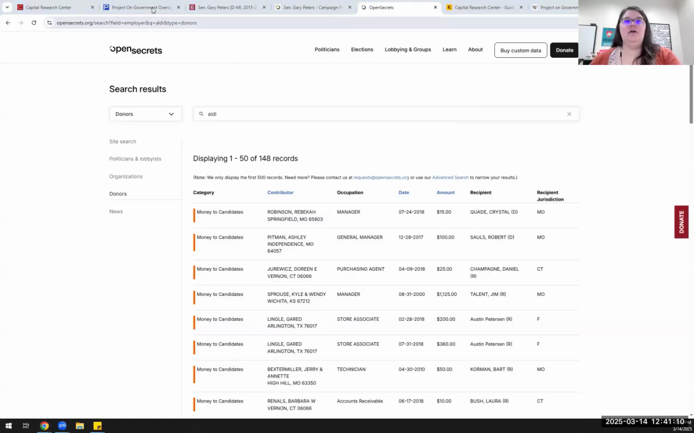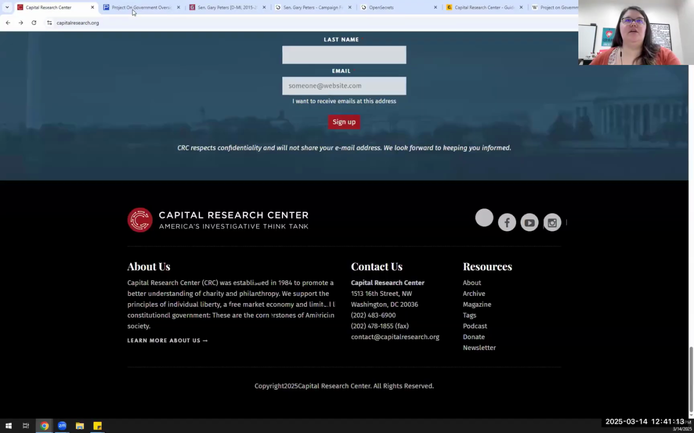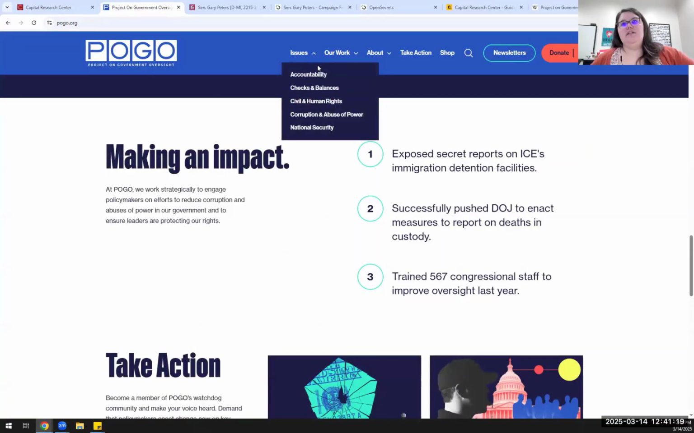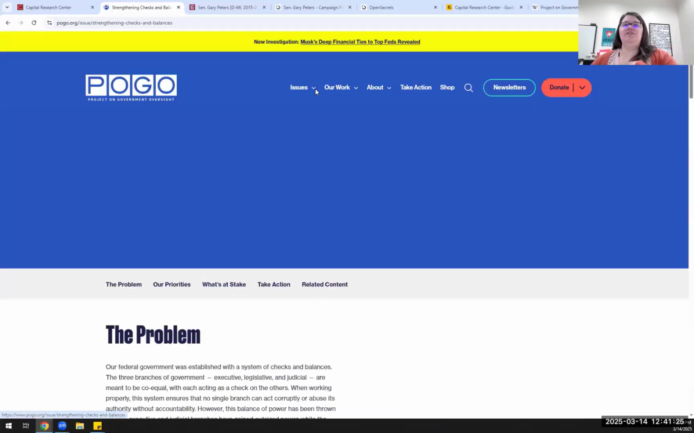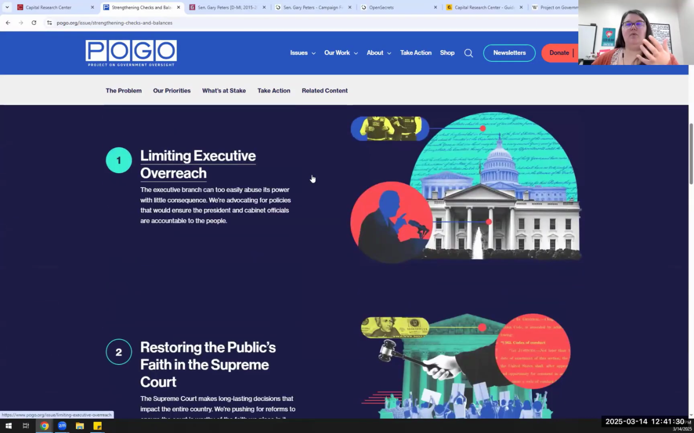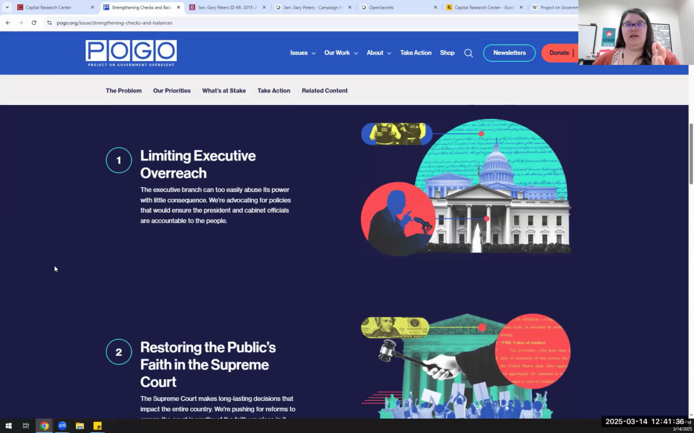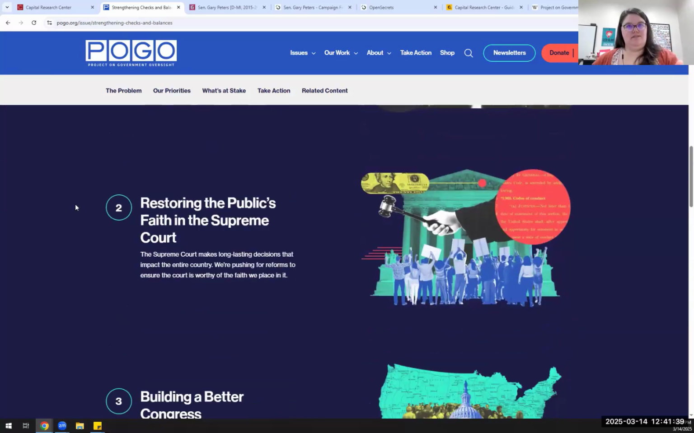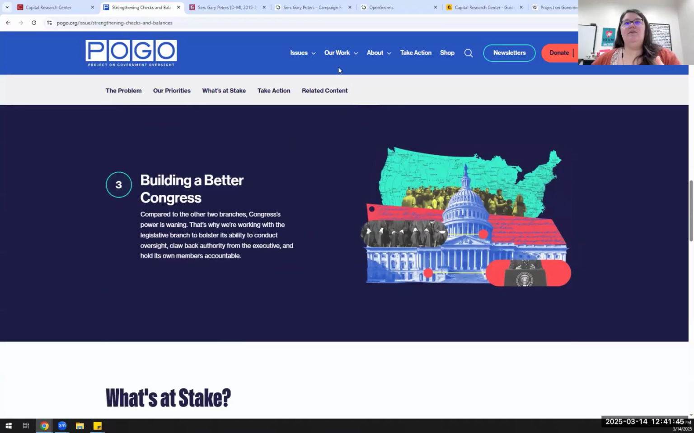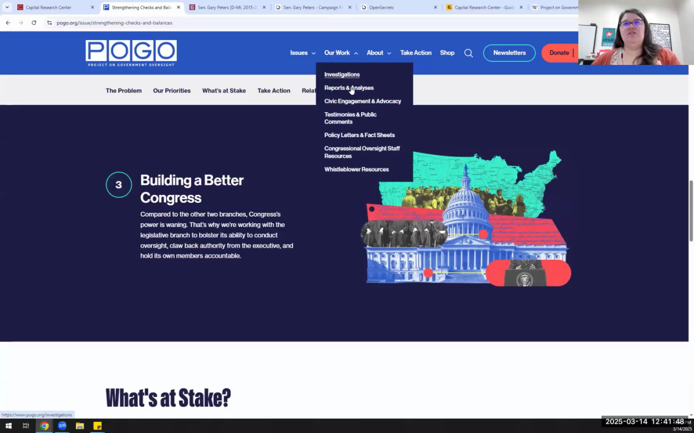Now, let's take a look, and we talked a little bit about the Project on Government Oversight here. But if you actually look at what this information is, and look at their issues on checks and balances, it'll talk about what their priorities are. And again, watchdogs often have a very particular bias or mission in what they're looking at. So they're looking at government overreach. They're talking about our faith in the Supreme Court, building a better Congress, right? If you look at their work, you can look at the investigations, reports, and analyses that are coming up here.